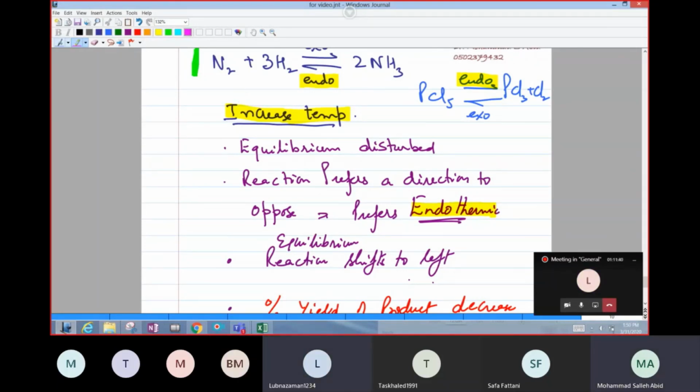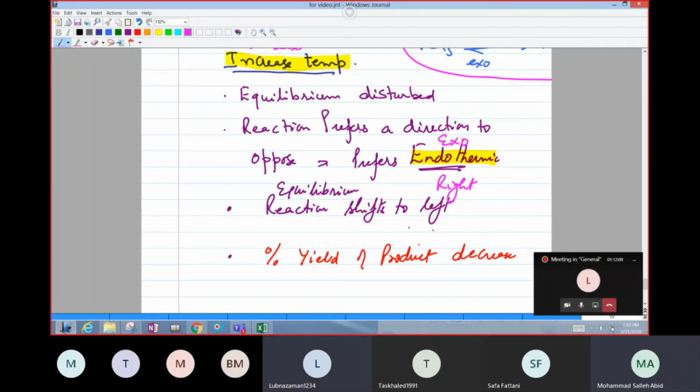Same way over here, if I decrease the temperature, I'm talking about the first reaction. This was an additional example. So if you decrease the temperature for the ammonia reaction, again the equilibrium will be disturbed. The reaction prefers a direction to oppose it. It will go to the exothermic direction. Now exothermic direction is forward. So the equilibrium shifts to the right. And if it shifts to the right, that means the percentage of the product will increase. Is this clear?